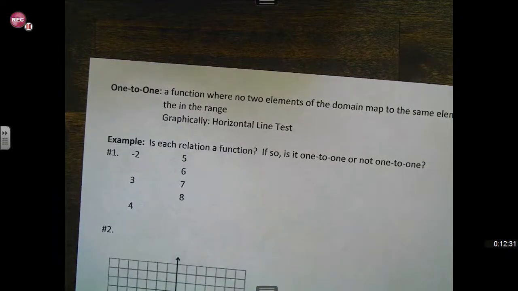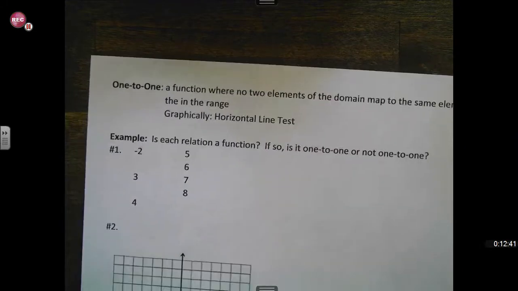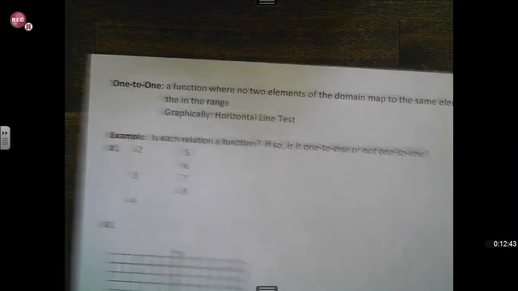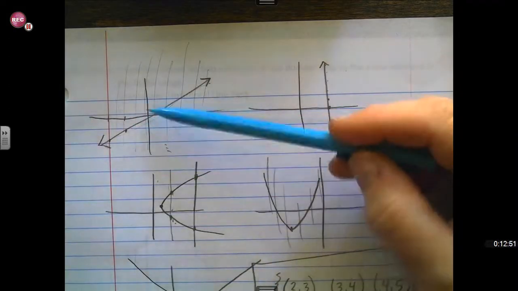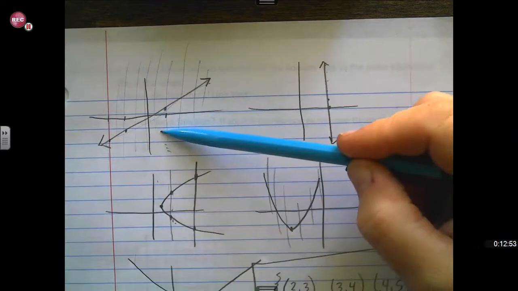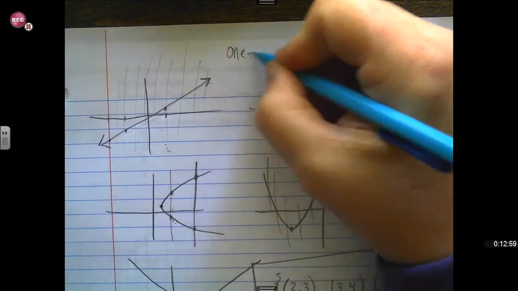So then we want to go one step further, and we want to define a function that's one-to-one. Okay. So going back to my graphs here, I use a vertical line test to determine whether or not it's a function. And we said this is a function. And then I use the horizontal line test to determine whether or not it's one-to-one.